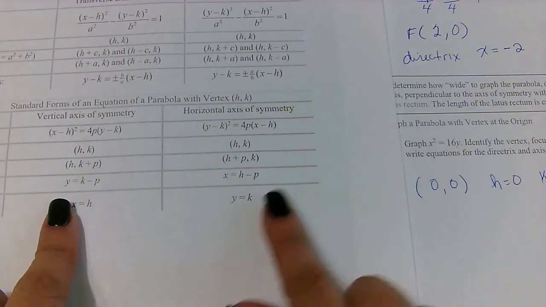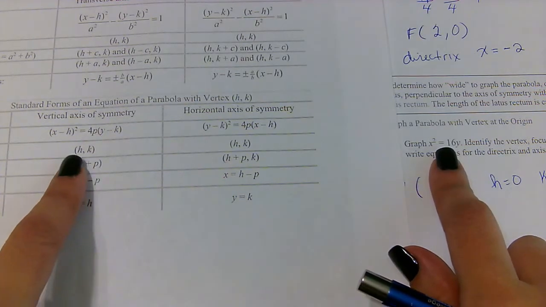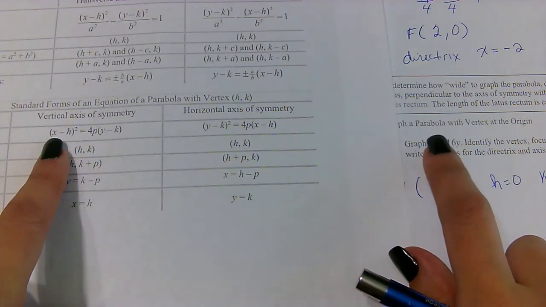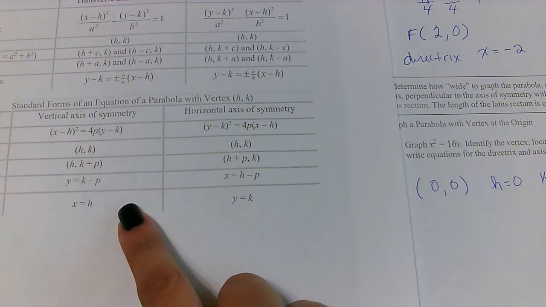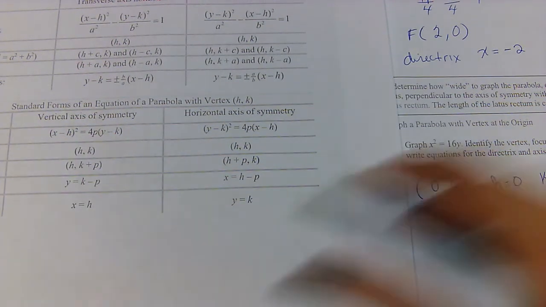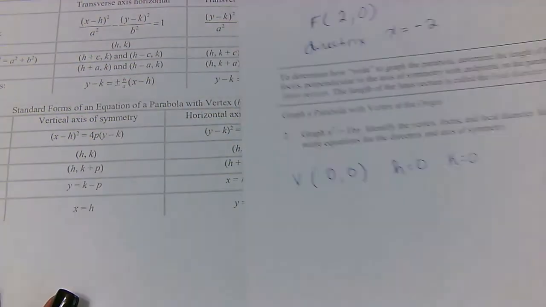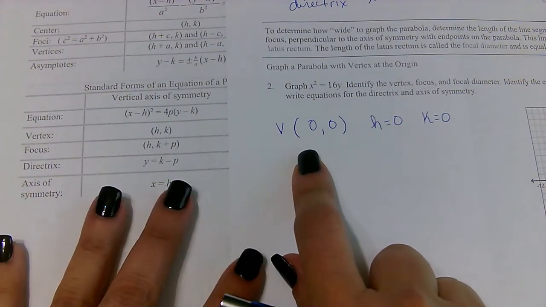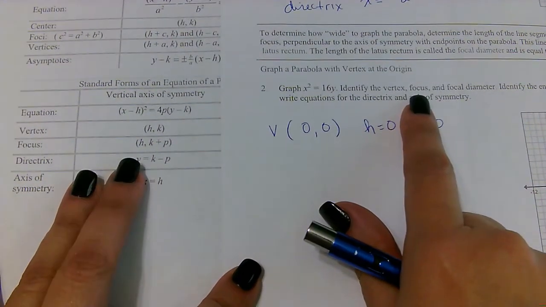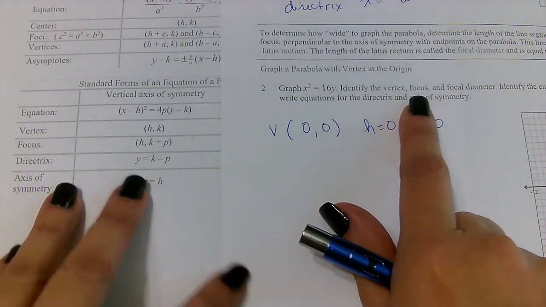Using our formulas, the first thing we want to do is identify which set of equations we'll be using. Since we have an x squared here, we will be using a vertical axis of symmetry equations. So I'm just going to cover up the other set. We already identified our vertex to be 0, 0. Let's go ahead and move on to our focus.